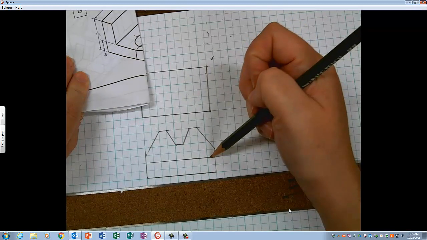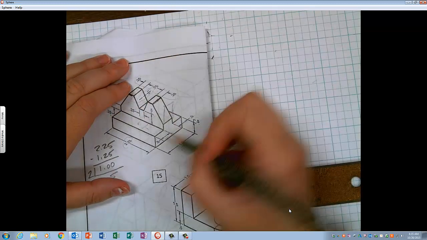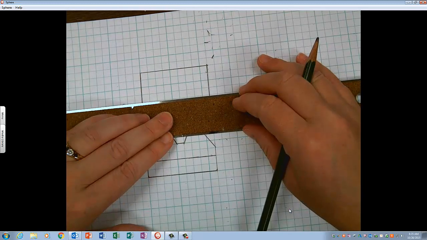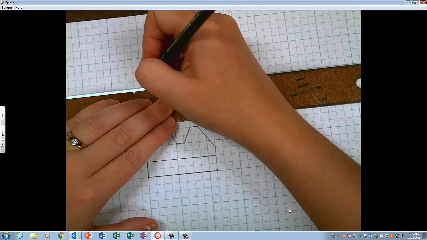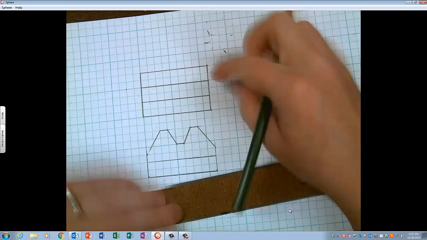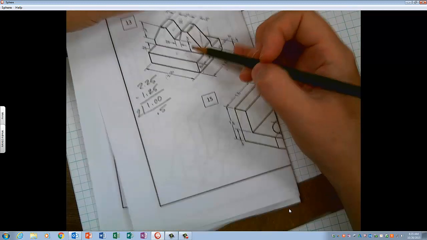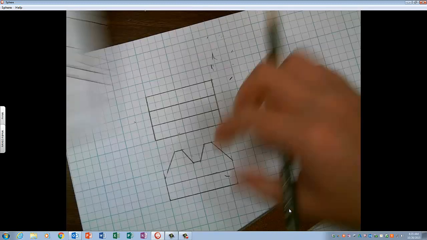I also know that I have this shelf. So if I'm looking straight down on this thing, there's this shelf that's 0.5 wide on either side. I'm going to go ahead and draw those in. So I went up 2 and up 2 again. And that's the shelf. If I was looking straight down on this, I would see this surface and this surface here.